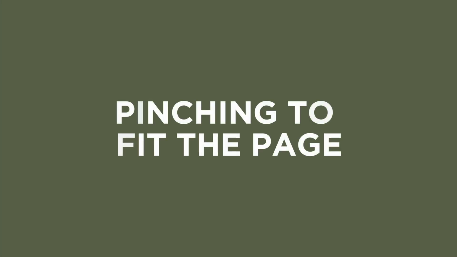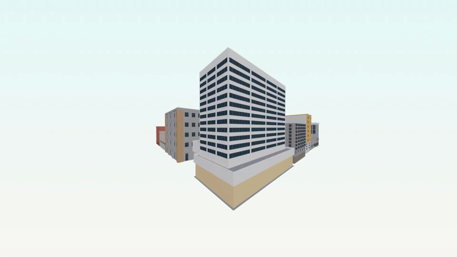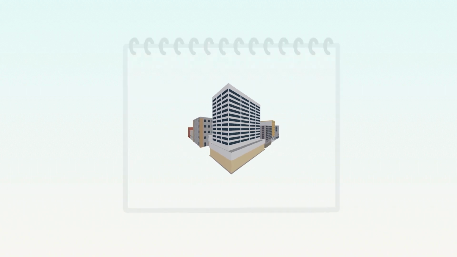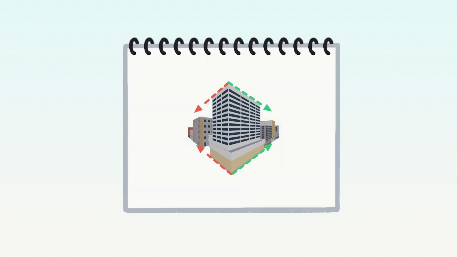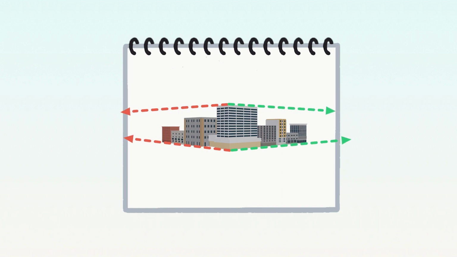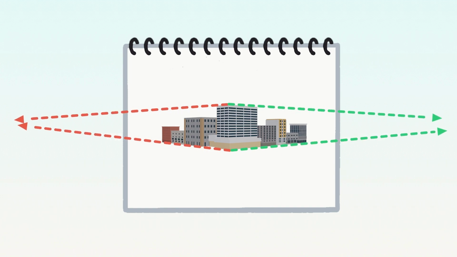Pinching to fit the page. What happens here is technically correct perspective, but it's not real-life perspective. The vanishing points are at the edge of the paper or screen. Certainly, this is easy to draw on paper, but this is not the way we actually see buildings and perspective objects. Nearly always, vanishing points in 2D perspective are beyond the paper.